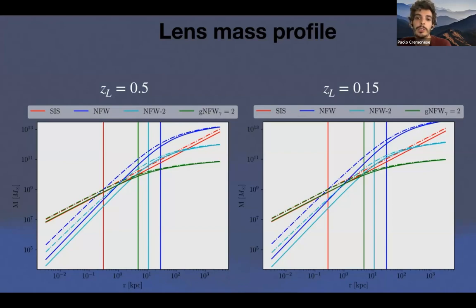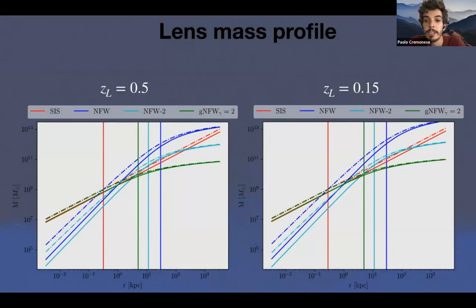And we consider two main cases with lenses at redshift 0.5 and 0.15. So in terms of lens models, we have a singular isothermal sphere, a Navarro-Frenk-White, and a generalized Navarro-Frenk-White with gamma equal to 2, in red, blue, and green. And for these, they have a mass of 10^9 solar masses inside the Einstein radius of the CIS model. While for the fourth one, the Navarro-Frenk-White 2 in light blue, in this model, we fix the mass inside the R200 to be equal to the one of the CIS model inside the R200.